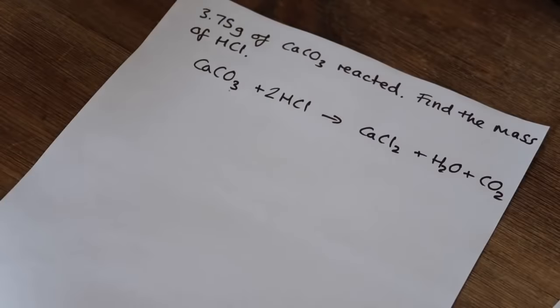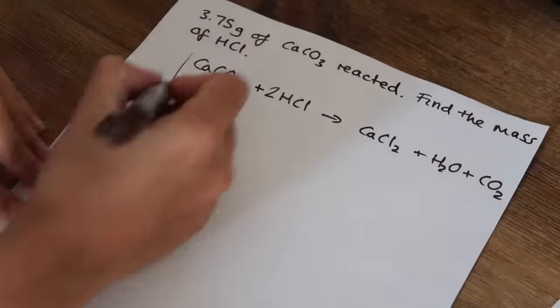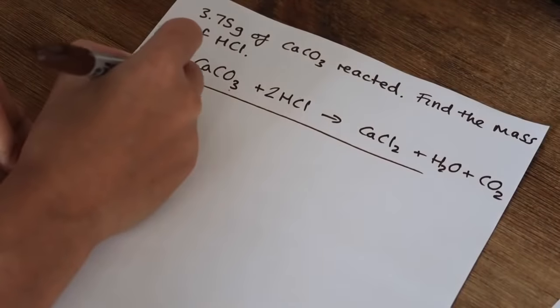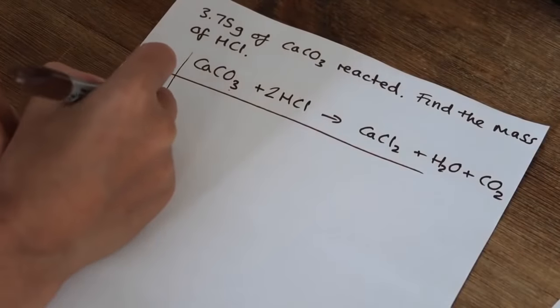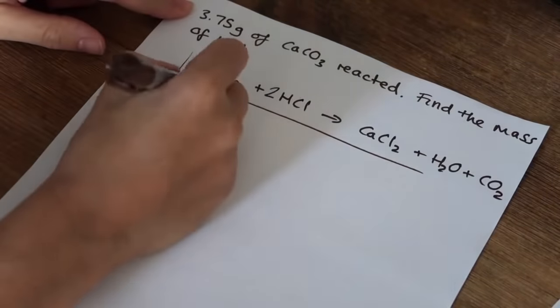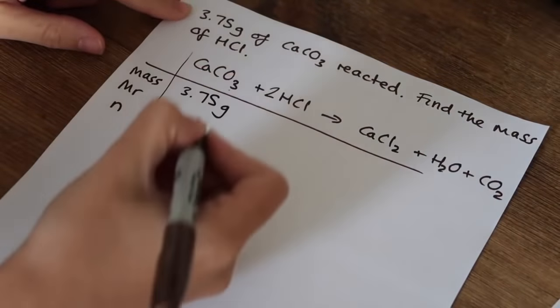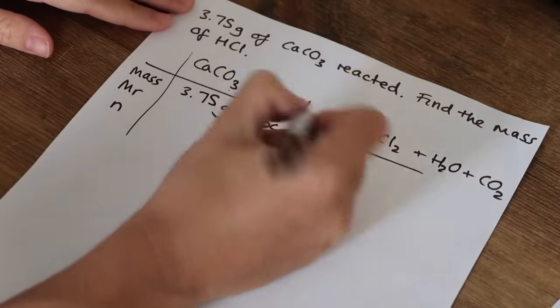So now we're looking at reacting masses type of questions. I've just made this one up out of my head, but it's the same sort of thing you'll be asked. So 3.75 grams of calcium carbonate reacted, find the mass of hydrochloric acid. So again, table, make sure your equation's balanced. Mass, MR, number of moles. So we've been told the mass is 3.75 grams. We're looking for the mass of hydrochloric acid, so we're going to put an X.